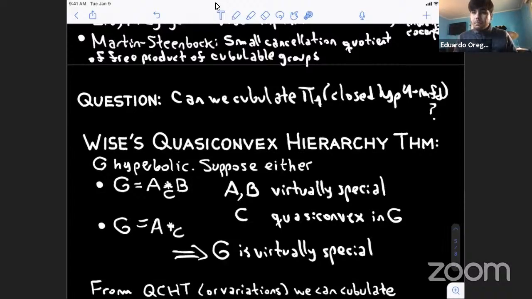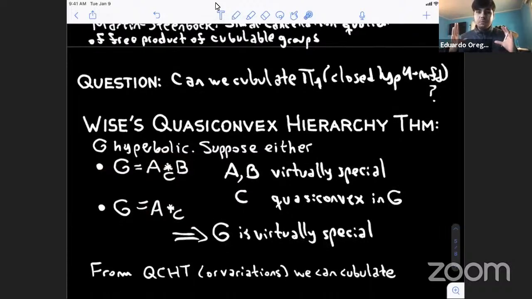We can prove that this group G of complexity n splits as a free product or an HNN extension. And what should happen is that the vertex groups have complexity less than n. So in that case, by induction, these vertex groups will be virtually special, and by this theorem, G will be also. So this is the way in which we think of this theorem.